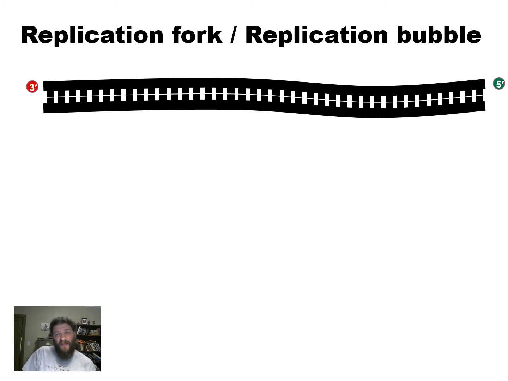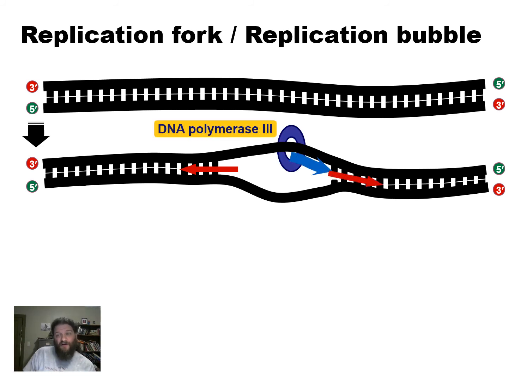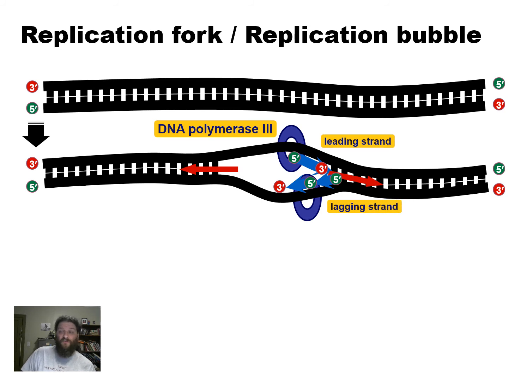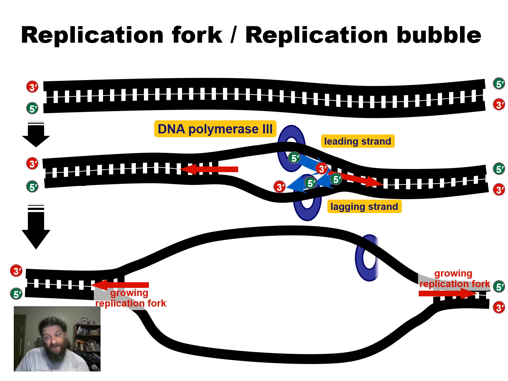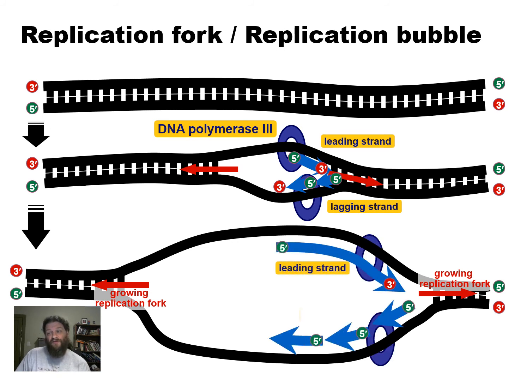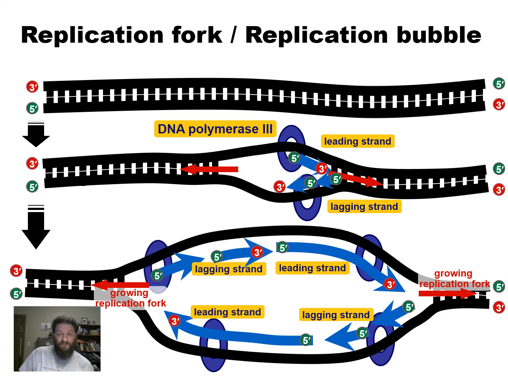Now we look at the replication bubble itself. As it unzips, we actually get a fork at either side. And because, again, it's anti-parallel, what's going to be the leading strand on one side is actually going to be the lagging strand on the other side for one half of the bubble. When you look at the other half of the bubble, what was the leading and lagging strand on the one side becomes the lagging and leading strand on the opposite side.